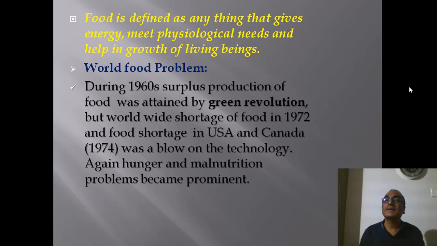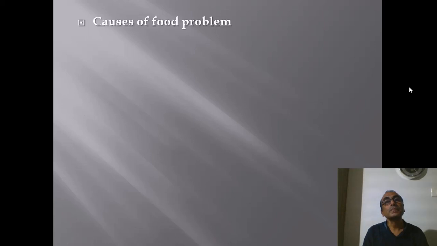Countries, even India, were able to export food. But what happened in 1972 all over the world, and in the USA and Canada in 1974, was really threatening, because once again the world was undergoing a situation of famine. Hunger and malnutrition were the main problems. Let's see why this happened, where we were wrong, and how we have been able to overcome these problems. Let's see the causes of the food problem.